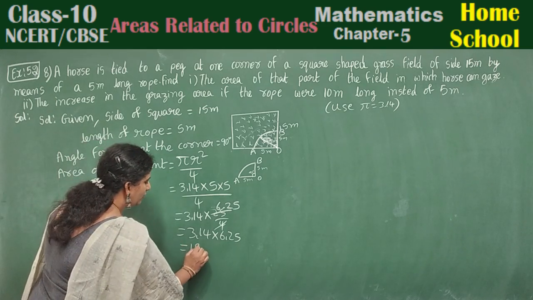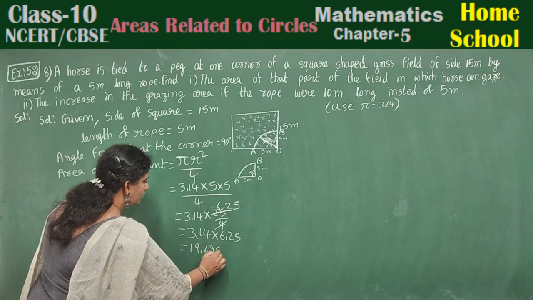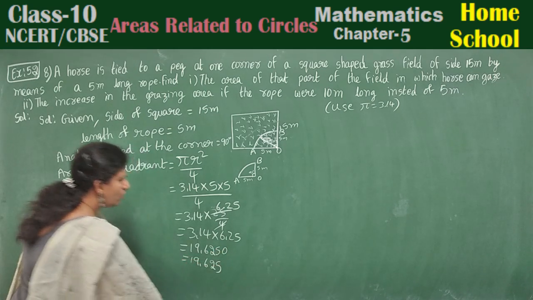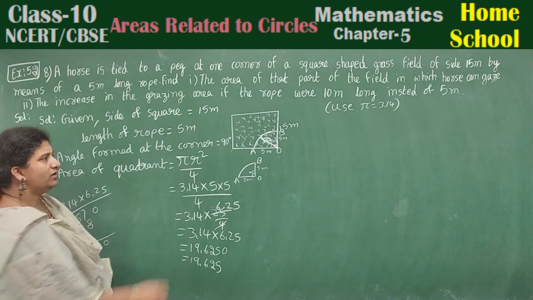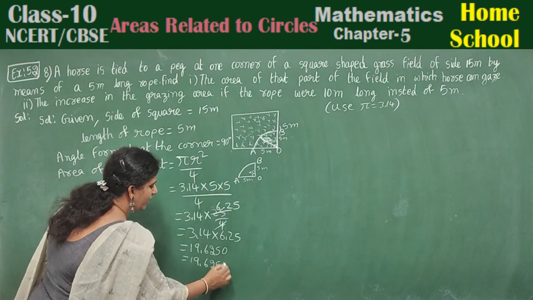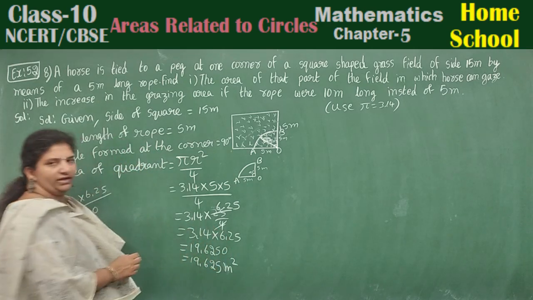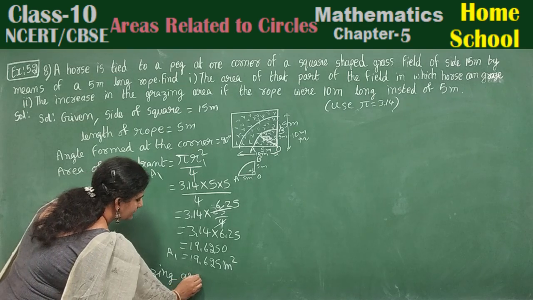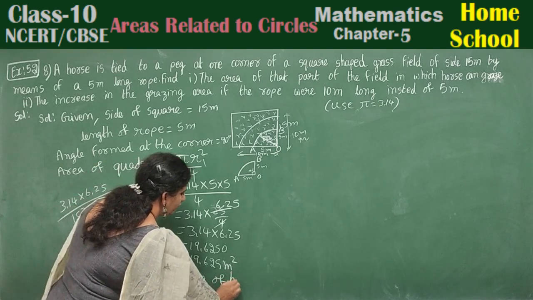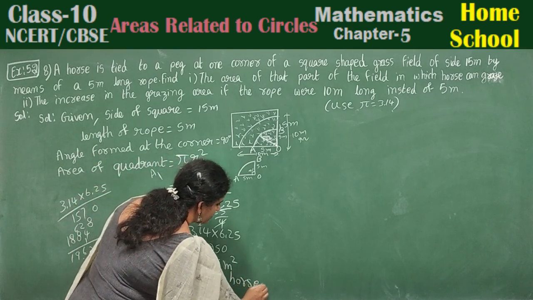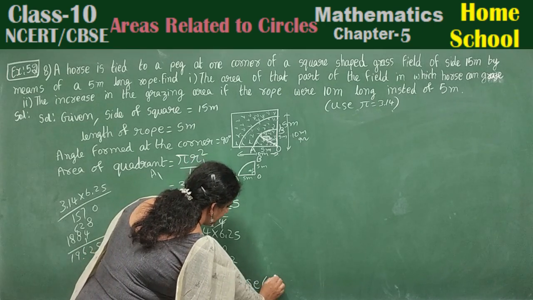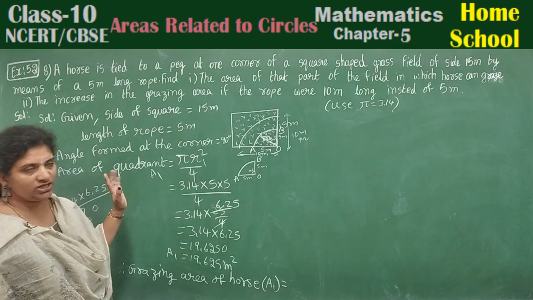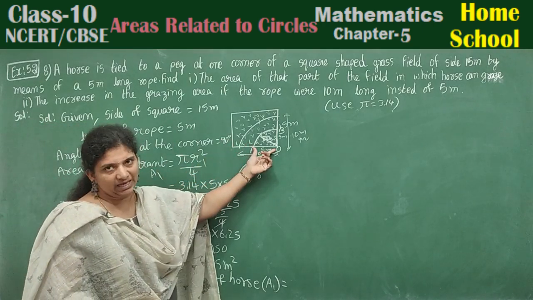19.6250. You can rewrite this as 19.625. What is this? Area, right? Here it is in meters. Therefore, area is in square meters. Therefore, the grazing area of the horse, let this area be A1, children.